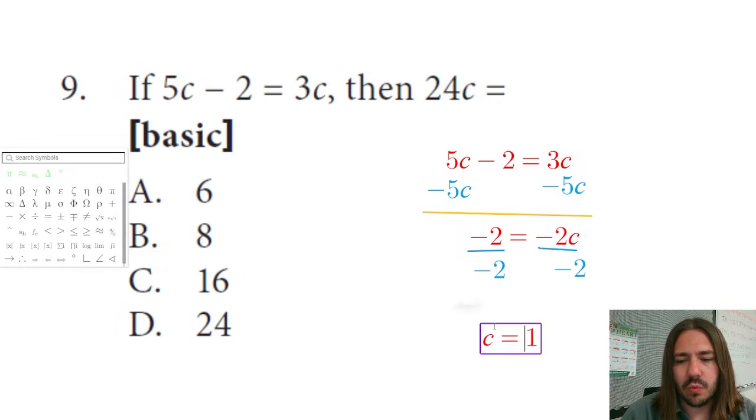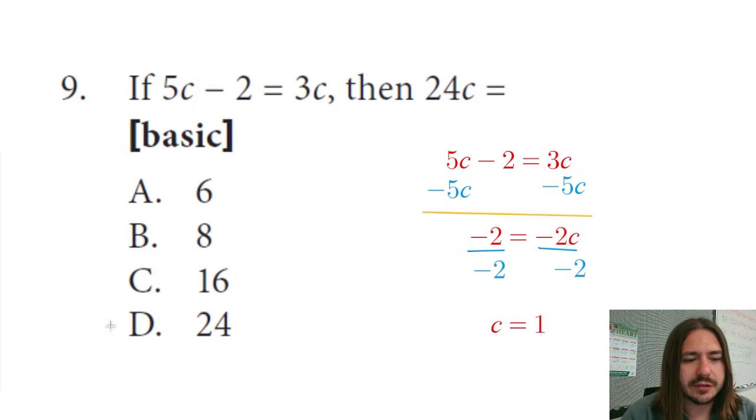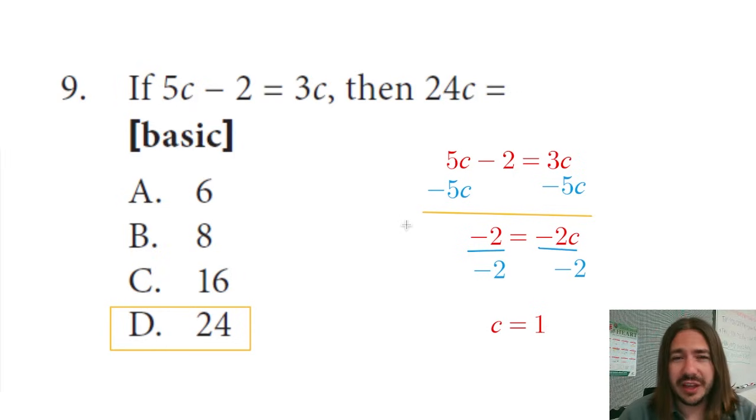Now this is asking, what is 24c? Well, 24 times 1 is just 24. So our answer is D. If c equaled 2, it'd be 48. It'd have to be something like a half to be anything smaller than that. But yeah, that's it for number 9.